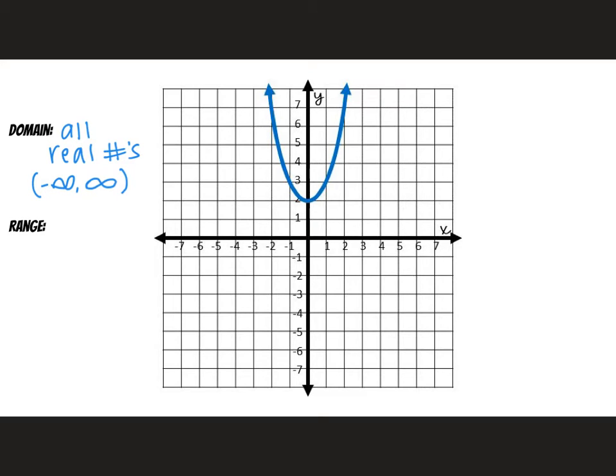The range this time is not going to be all real numbers, because we can see there is a stopping point. There are no y values anywhere lower than 2. This is where it stops. Right? It's bigger than that. Anything bigger than 2, and 2 is included.